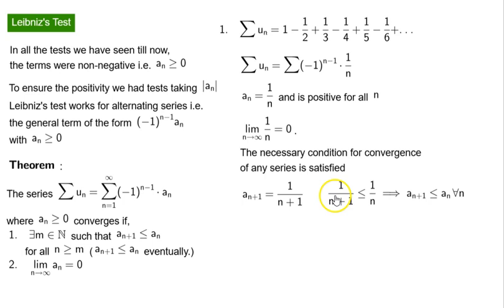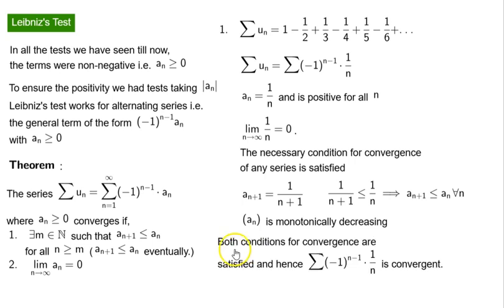Strictly speaking, it is less always. For the first term, it will be 1 by 1 plus 1. That is 1 by 2 is less than or equal to 1 by 1. But as part of the standard way of showing it, we write it as less than or equal to A sub n for all n, which means that the sequence of the magnitudes A sub n is monotonically decreasing. So both conditions for convergence are satisfied. Hence, the given series is convergent.